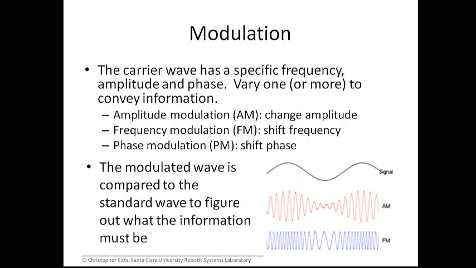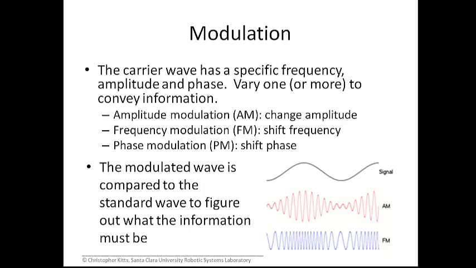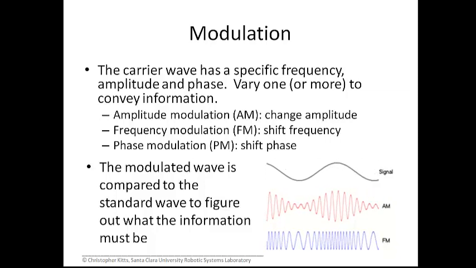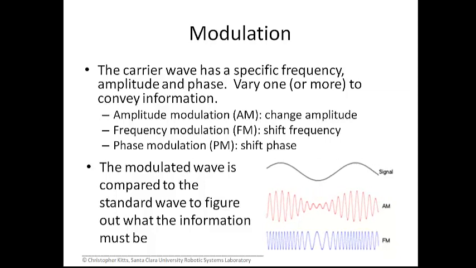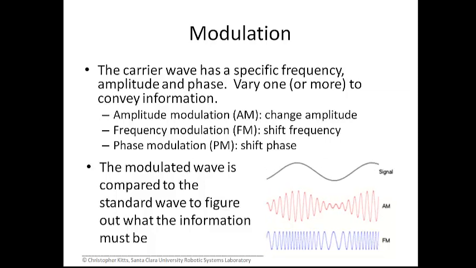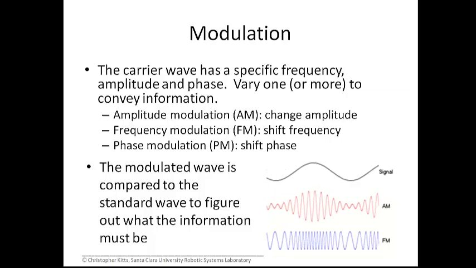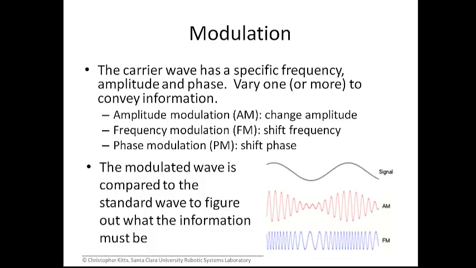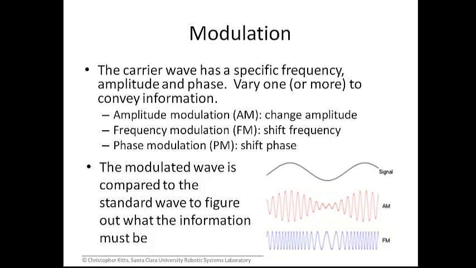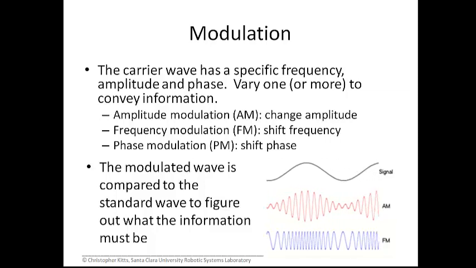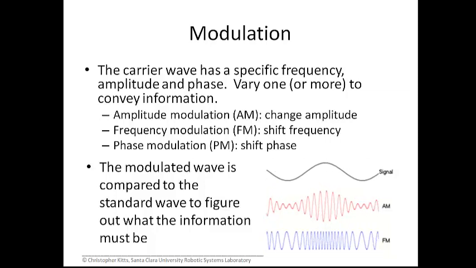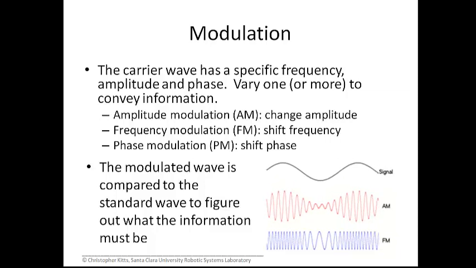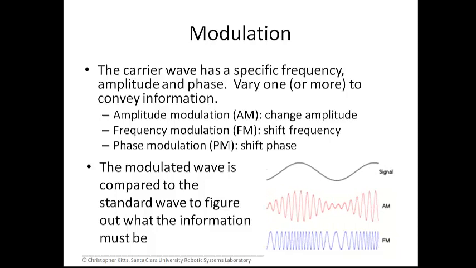The carrier wave has a very specific frequency, a specific amplitude, a specific phase. This is what we mean by our standard version of the carrier wave. And for modulation, typically what we'll do is pick one of those and vary it in order to convey information. Later on, we'll talk about how you might vary more than one at a time to do more sophisticated versions of modulation. But in its basic form, you take one of those characteristics and you change it. You modulate it in order to convey the information. And then the modulated wave is compared to the standard wave to extract the information and get back your baseband signal.